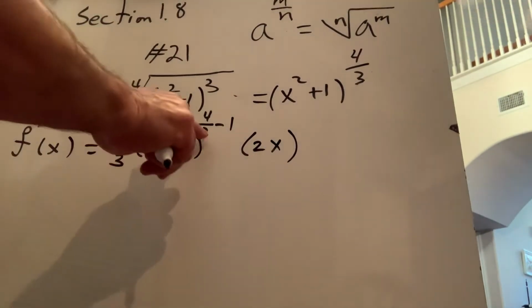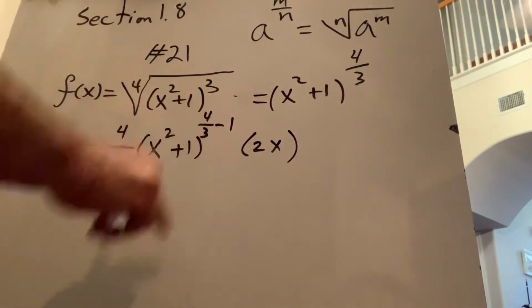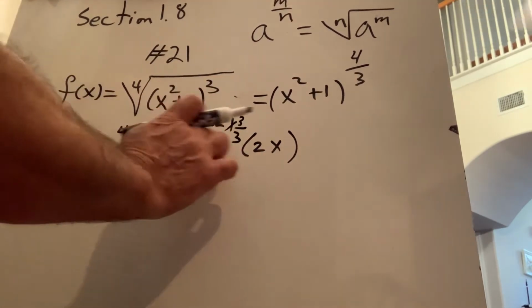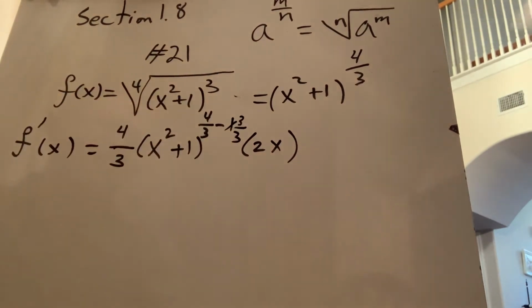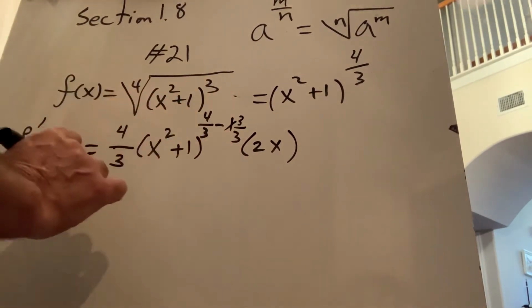So there, I'm just going to subtract 1. Don't forget 1 can be written as 3/3. The reason you want to do that is because you have the same denominator. Now you can combine them into a single fraction. So 4/3 minus 3/3 becomes 1/3.